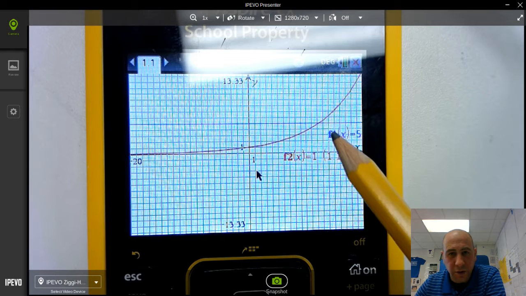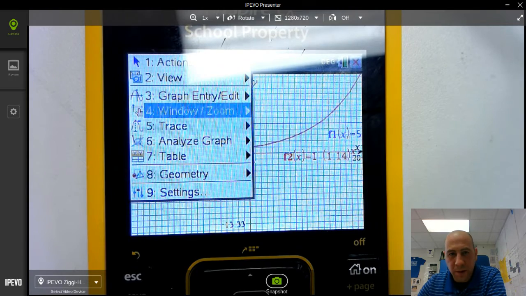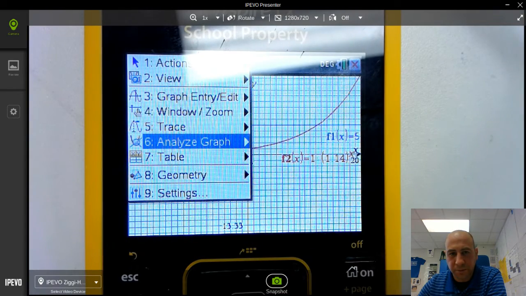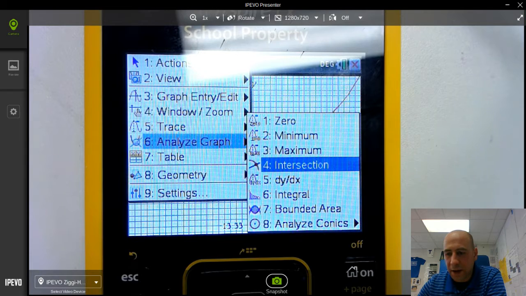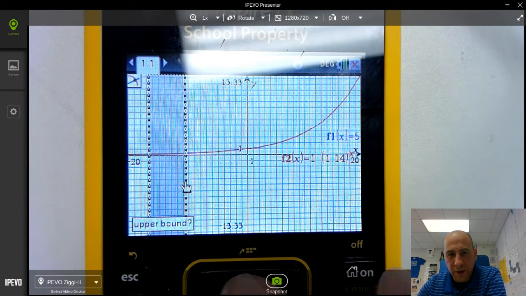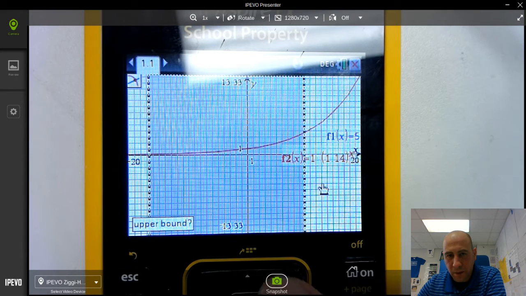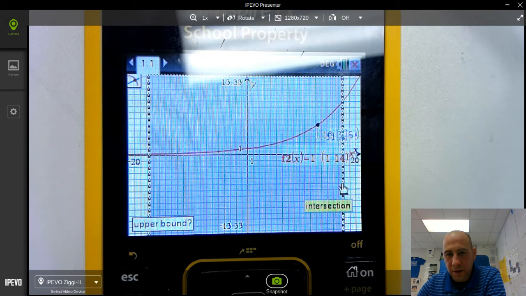So when you're not sure if it crosses an exact point, we can do this. I didn't show you this in class on Tuesday, but I'm going to show you now. You can go to Menu, Analyze Graph, and you can actually pick Intersection, okay? Now you're going to move the cursor all the way to the left, and then you're going to click, and you're going to drag until you see the word intersection. You see the word intersection at the right here, and it gives you the point.